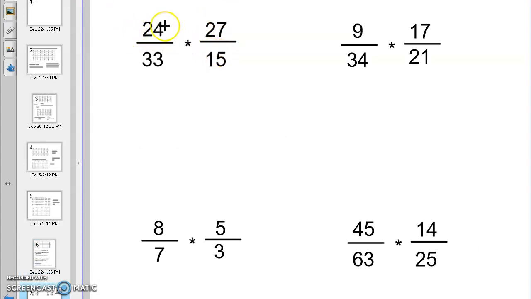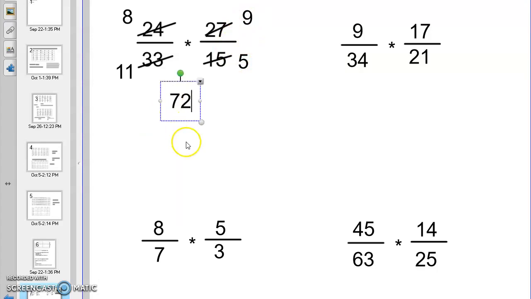multiplying and dividing fractions. Okay, so we're always going to reduce first. This here reduces to 8 over 11. And this here can reduce to 9 over 5. Now we can't reduce diagonally here, so from there we just multiply across. 8 times 9 is 72. 11 times 5 is 55. And that is our answer.